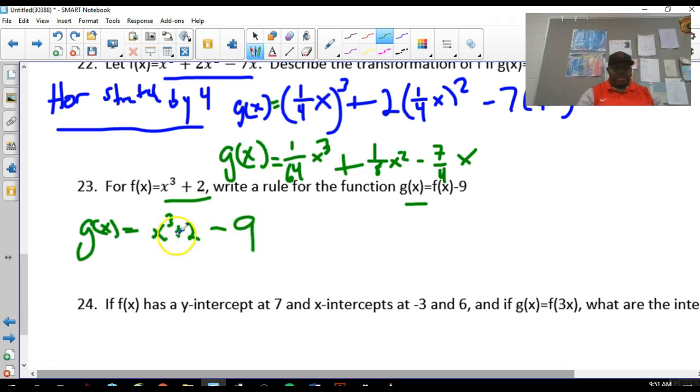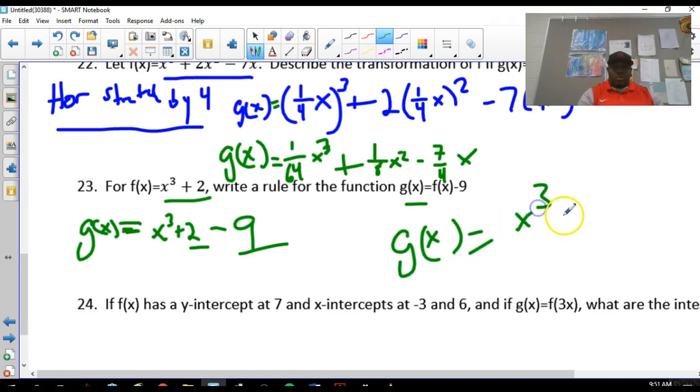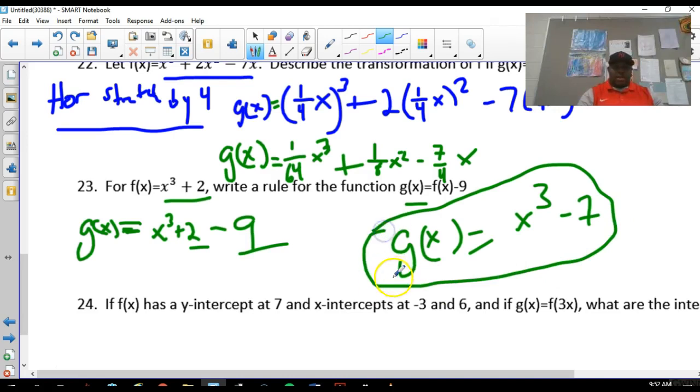So now what mathematically can I simplify? All right, what expressions are like terms? These constants. All right, so I can mathematically simplify that to get g of x equals x cubed minus 7. 2 minus 9 is -7. Okay. So that's f of x minus 9 equals g of x right here, x cubed minus 7.